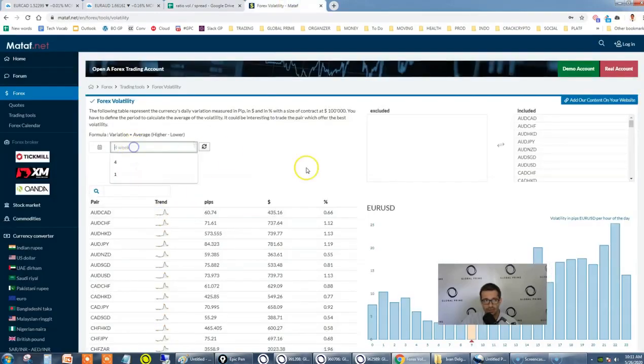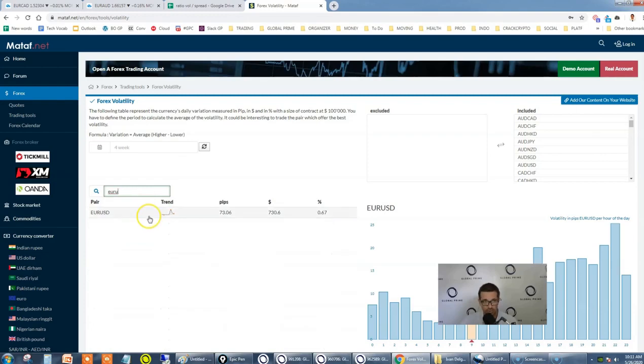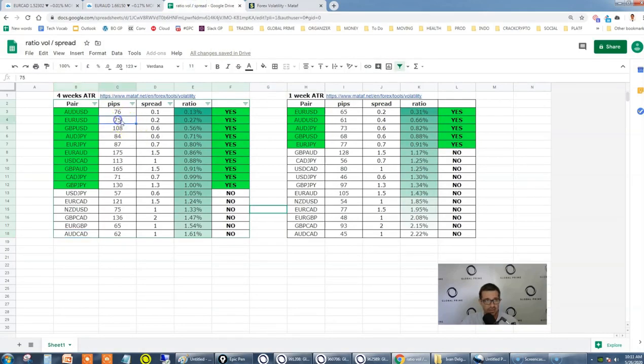And from there, so here we have the 4-week average volatility. From there, you just want to be doing your own individual searches and queries, and coming up with the volatility. So Euro US dollar on a 4-week basis is 73, and that came down a little bit from the 75 of the weekend.